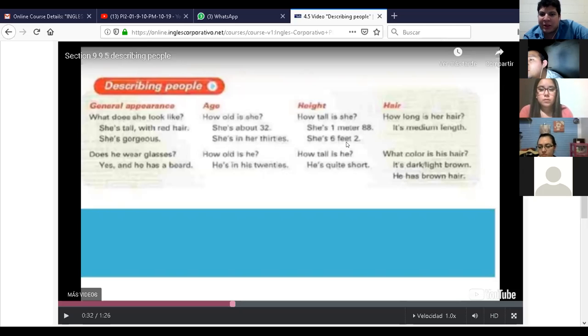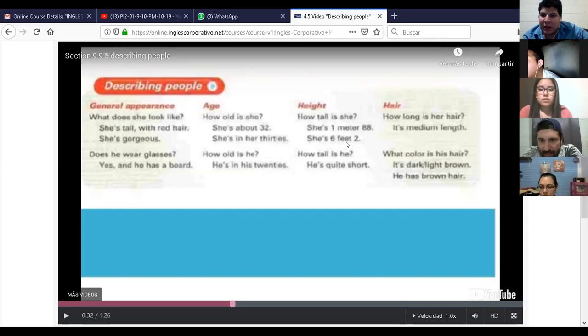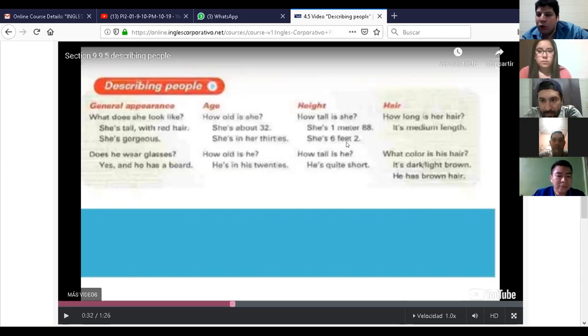La unidad de medida, the unit of measure in the United States is feet and inches. Pies y pulgadas. Dicen, she is 5.7. Y omiten la unidad de medida porque ya están acostumbrados. Acá no vamos a decir 1.68 meters, decimos 1.68. All right? Lo mismo ellos, pero ellos en pies. Es parte de cultura, un poquito de cultura general.